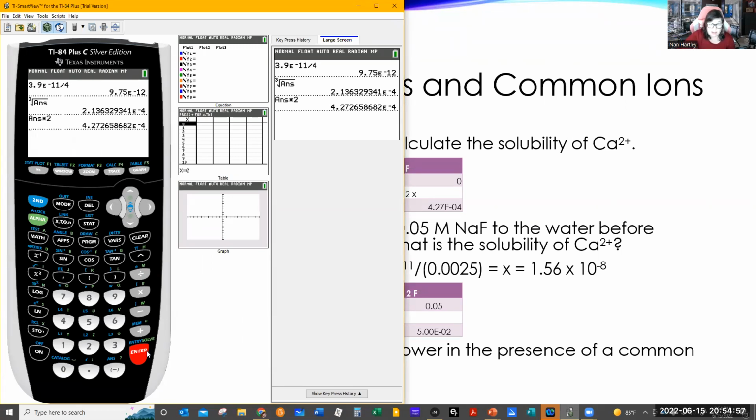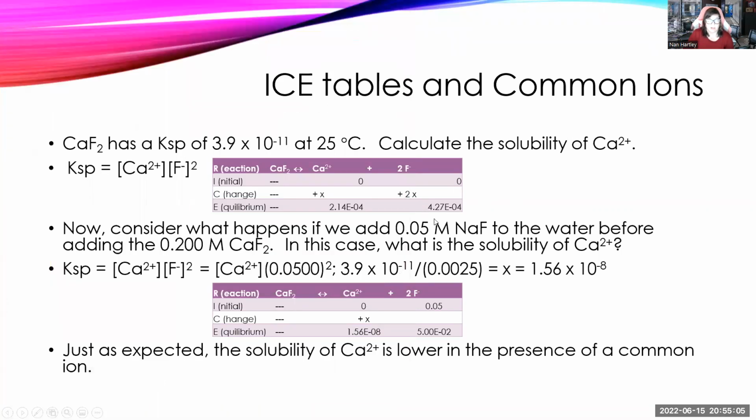So that 2x is 4.3 times 10 to the minus 4th. Okay. And that's the value that you see in this table right here. So that's how we solve this in the standard case. So if I just have Ksp, no other source of anything, that's the solubility that I'm going to see for them. Now we want to know what happens if we have a common ion.